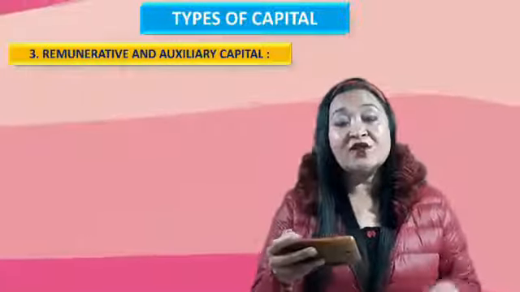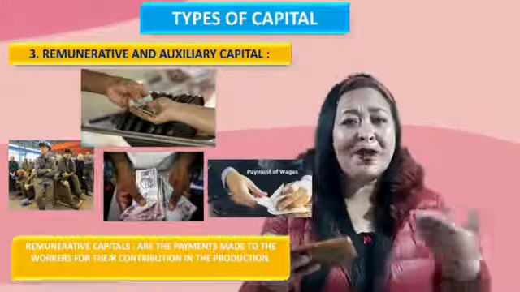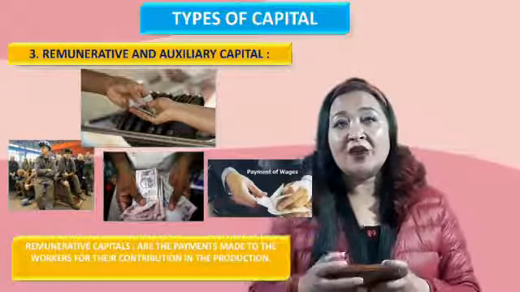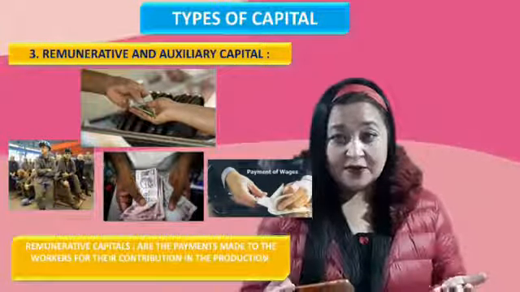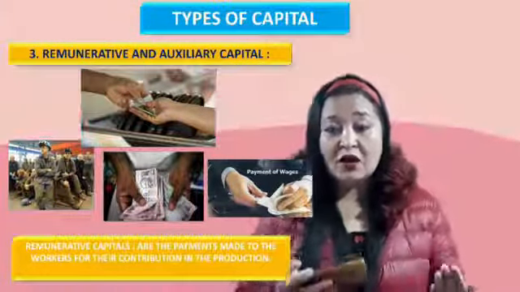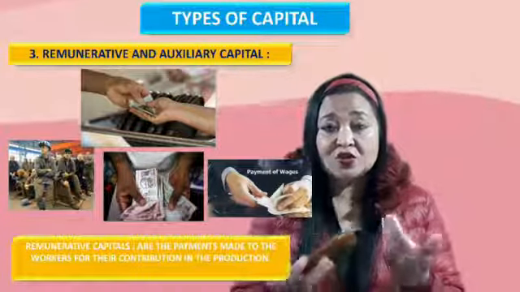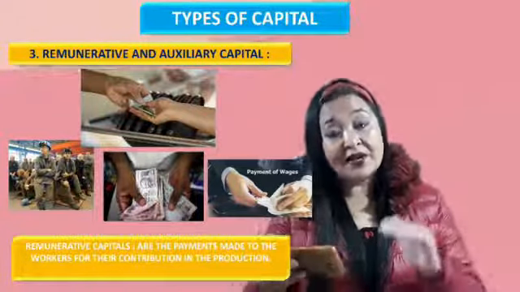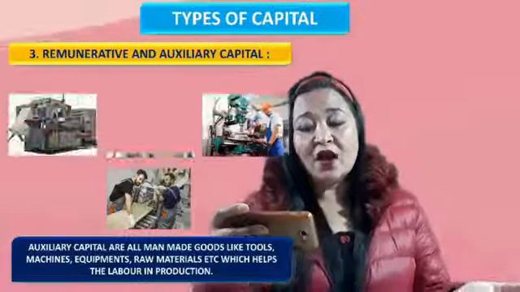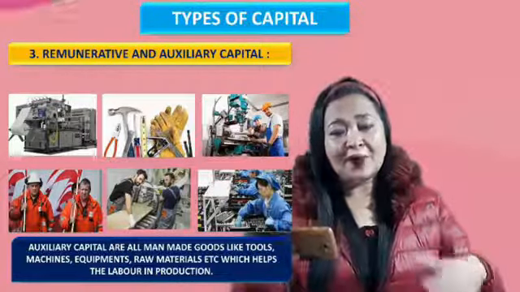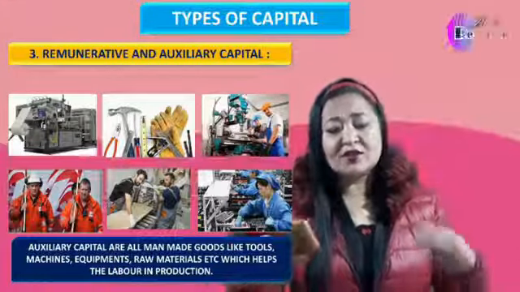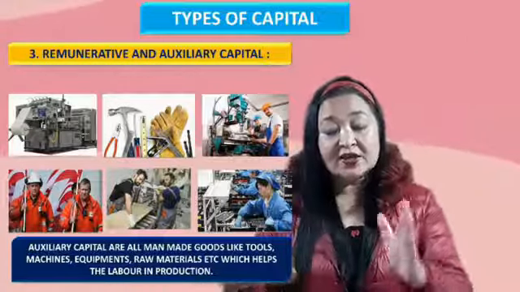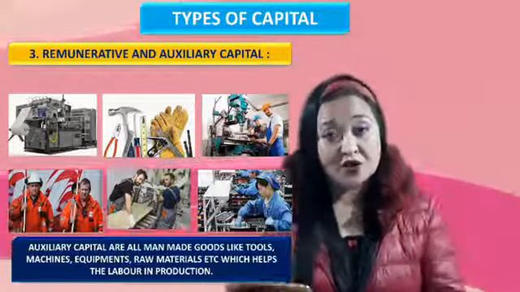Then we have another kind of capital which is known as remunerative capital and auxiliary capital. Now what does this mean? First of all, remunerative capitals are all those payments which are made to the workers for their contribution in the production. That means the wages and salaries, which are all remuneration you receive for your contribution to the production. Yes or no? Such kind of payments are called remunerative capital. Then we have auxiliary capital. Auxiliary capital are all those man-made capitals like tools, machines, equipment, raw material, etc. which help the labor in the production process.